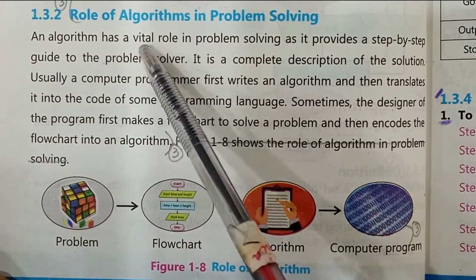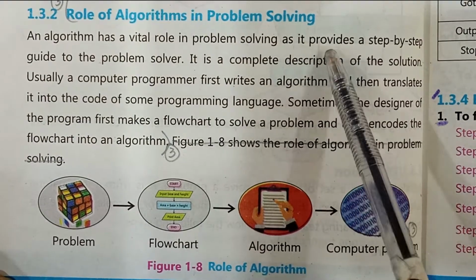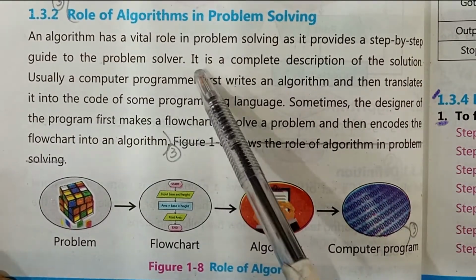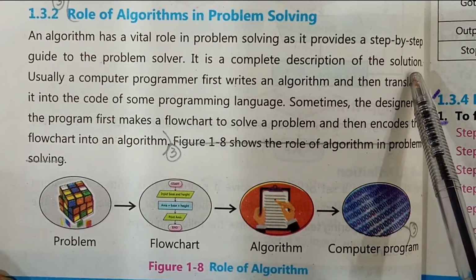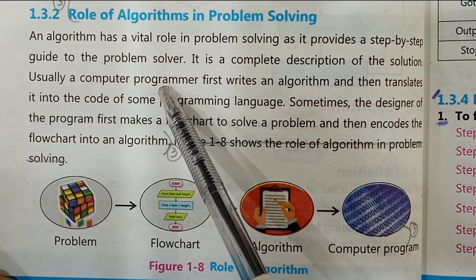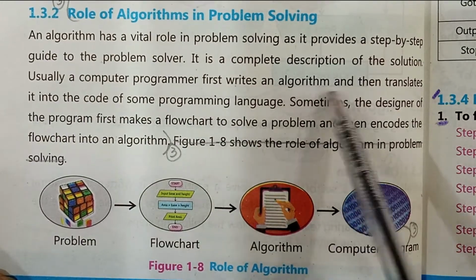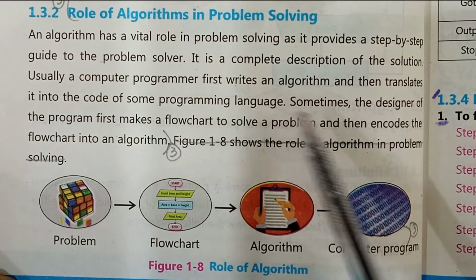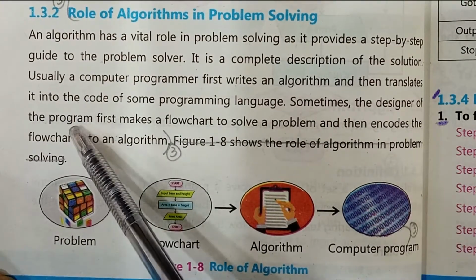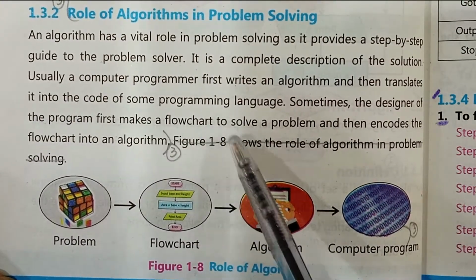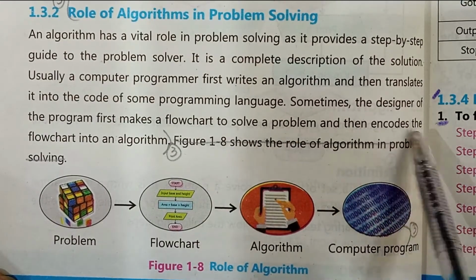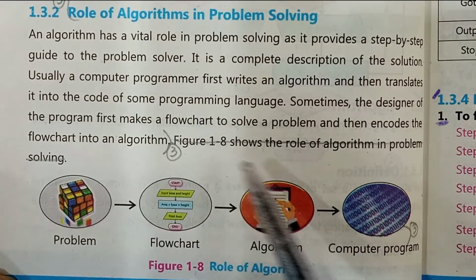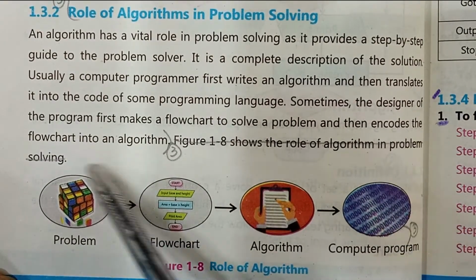An algorithm has a vital role in problem solving as it provides a step-by-step guide to the problem solver. It is a complete description of the solution. Usually a computer programmer first writes an algorithm and then translates it into the code of some programming language. Sometimes the designer of the program first makes a flowchart to solve a problem and then encodes the flowchart into an algorithm. Figure 1.8 shows the role of algorithm in problem solving.